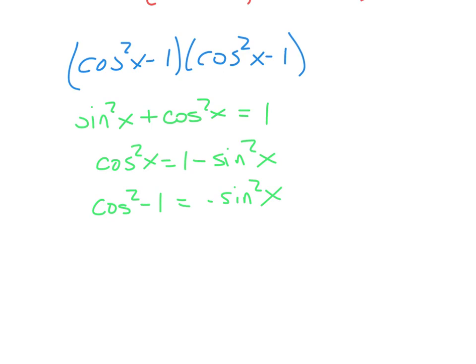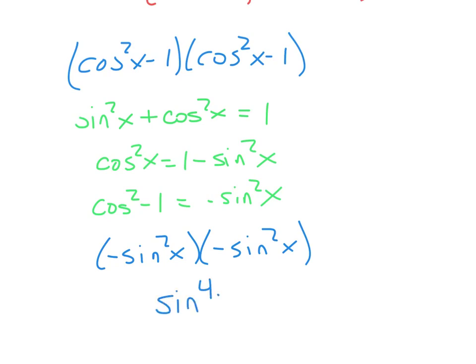And so that would be negative sine squared of x times negative sine squared of x. Two negatives multiplied together give you a positive. And so then we would get sine to the fourth of x, which is what they had in the back of the book. So the other way was fine. This is obviously a little bit more simplified. And I guess it just depends on what you need out of it.